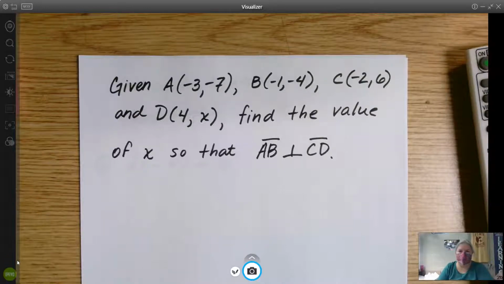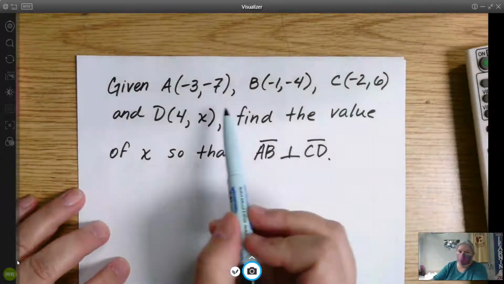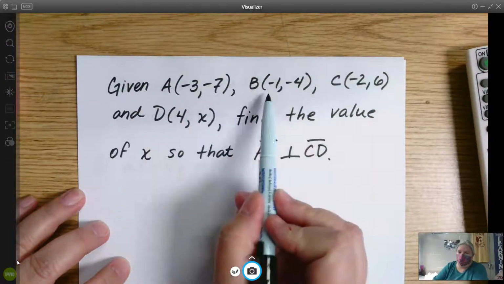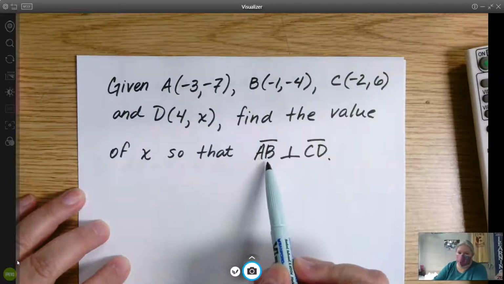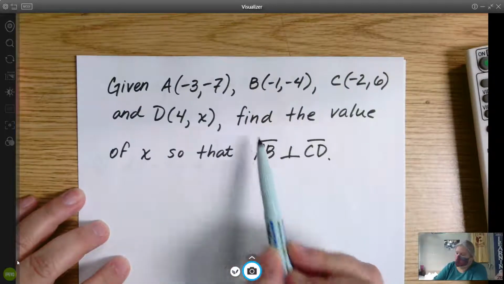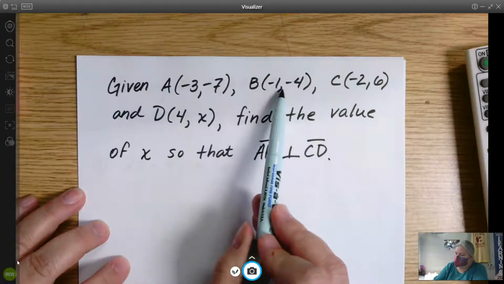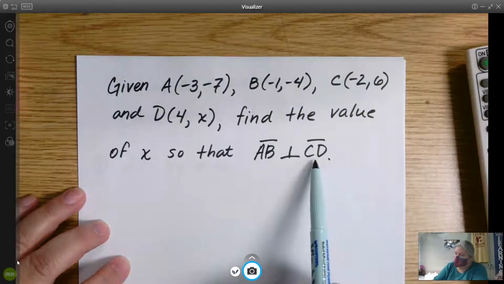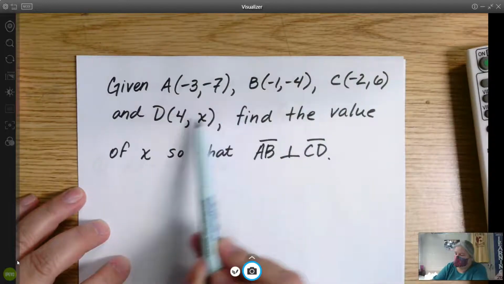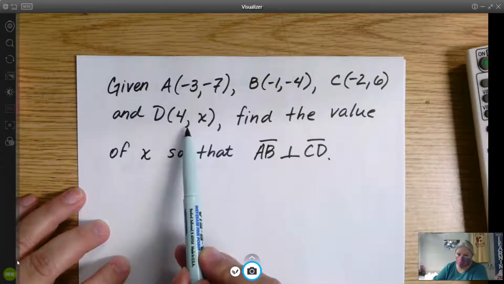Hello, geometers. Here is a problem that you might see when you're talking about lines being parallel or perpendicular in terms of looking at their slopes or their equations. I'm given some points that are on my line. In this case, it just says segment, but it could have said line. Segment AB has these two endpoints. Segment CD has these two endpoints. But you notice that this one is not complete.